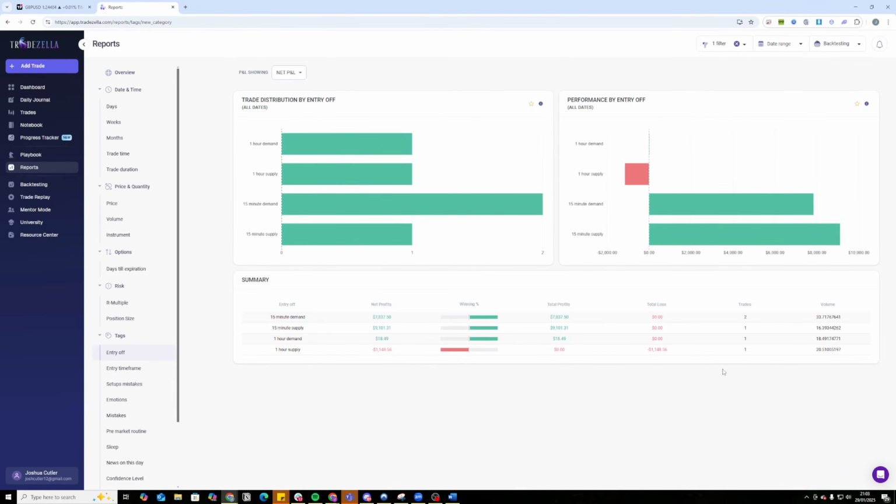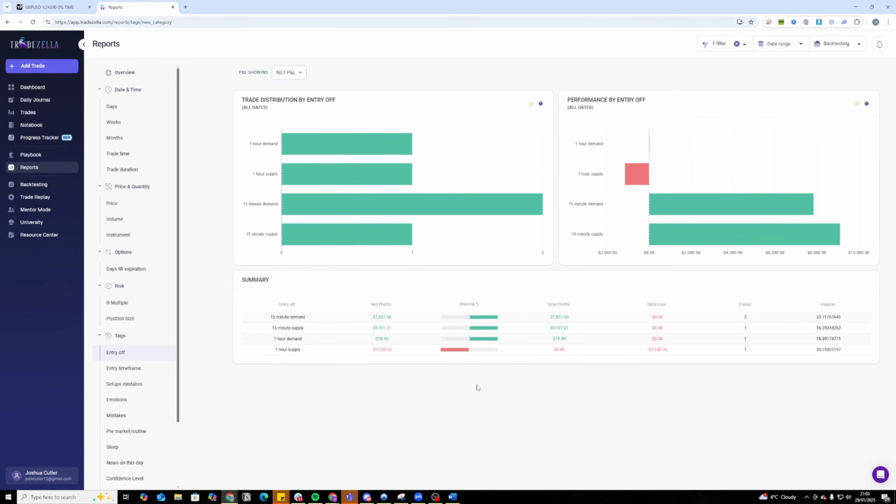So as long as you're tagging your trades whilst you're backtesting, that's also going to optimize and speed up the process of finding out your strategy. Because if I come out here, now I can see straight away, because I tagged my trades in that session, the 1 hour supply, I didn't win any trades on that. So I know that the 1 hour supply for this strategy is no longer optimal, and I can stop using the 1 hour supply full stop.